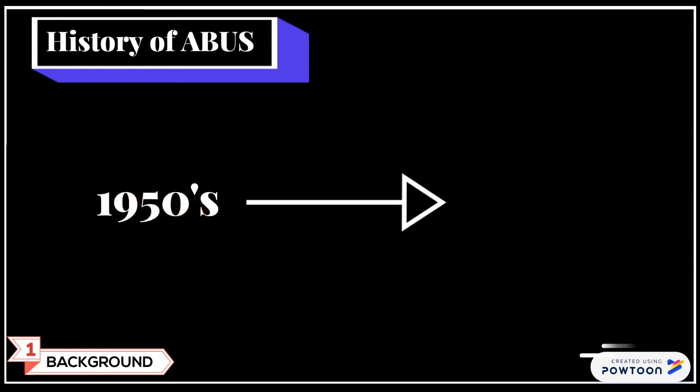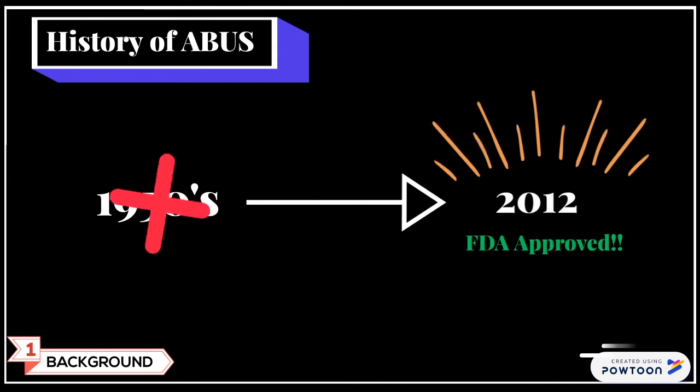When did ABUS first come into test? ABUS was first developed in the 1950s, but due to poor image quality and high amounts of artifact, it was not approved for clinical use. However, in September 2012, FDA approved the first automated breast ultrasound for dense tissue imaging.